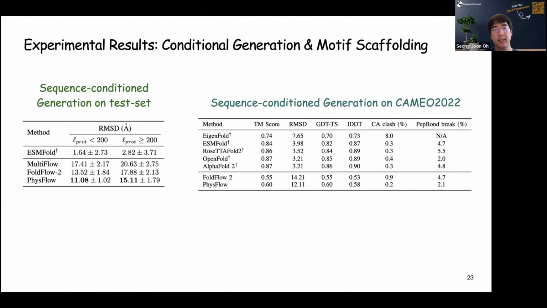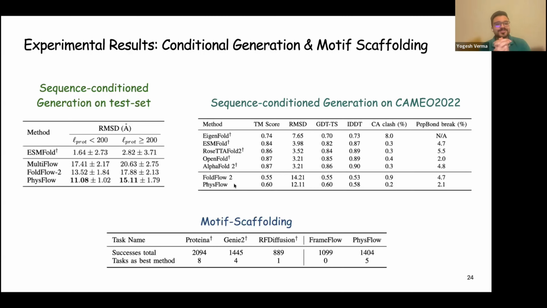But please explain to me, once you build a very good generative model for protein structures, how are you going to use that? So usually it is used in different scenarios. One of them is motif scaffolding.